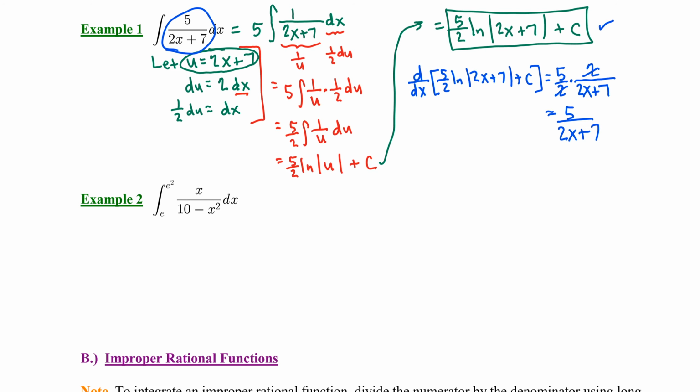Let's try this same technique with a definite integral. We have the integral from e to e squared of x over 10 minus x squared dx. Notice the degree of the numerator is 1, the degree of the denominator is 2, so we are dealing with a proper rational function. In this case, to find the antiderivative, one technique that might work is by letting u equal 10 minus x squared.